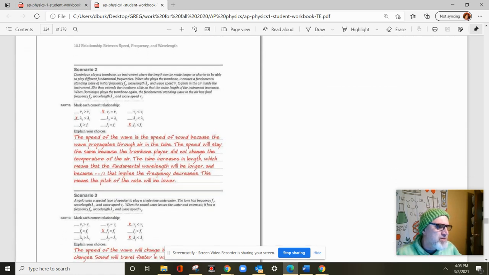All right, Dominique plays a trombone. Well, I don't have a trombone. I did in middle school, junior high, a long time ago. So I remember how it works. I liked playing the trombone. I wish I would have kept that up.